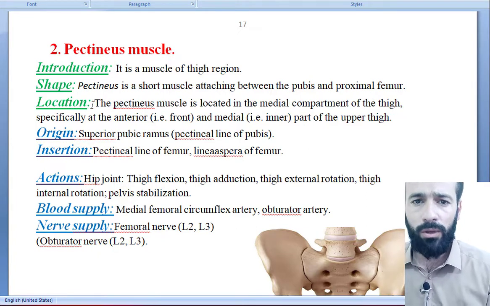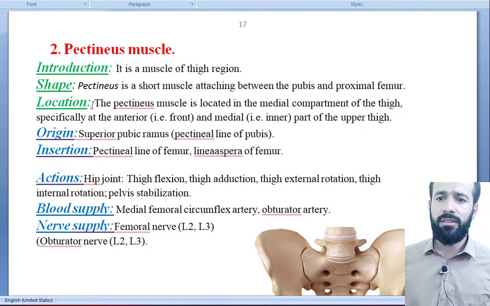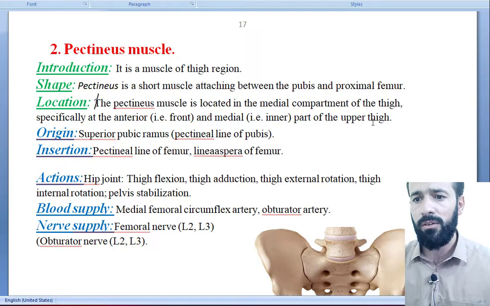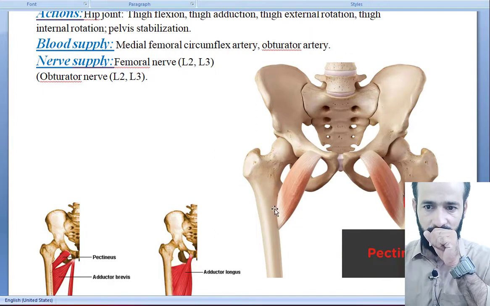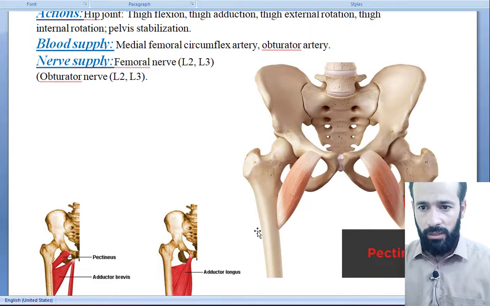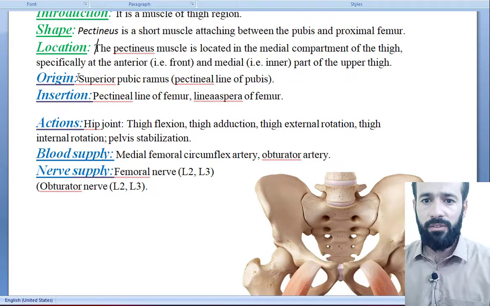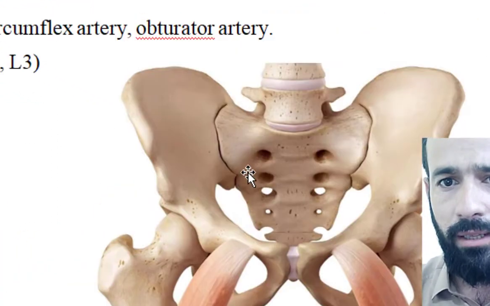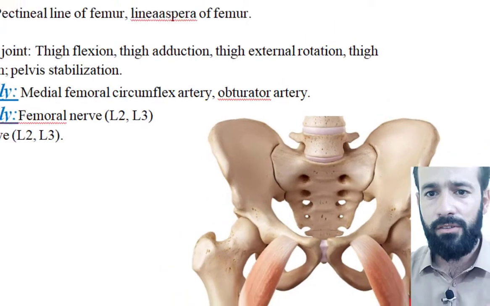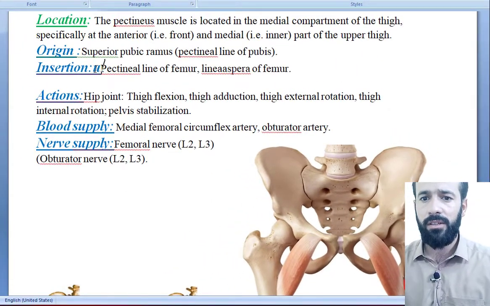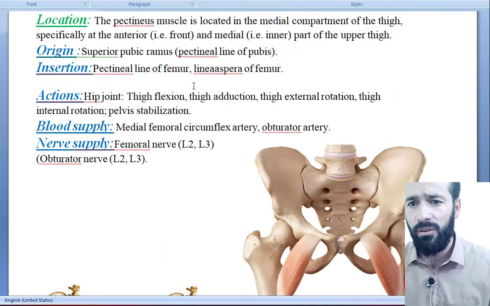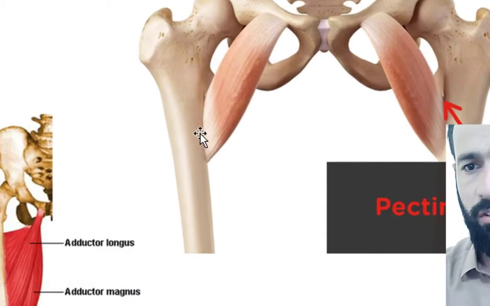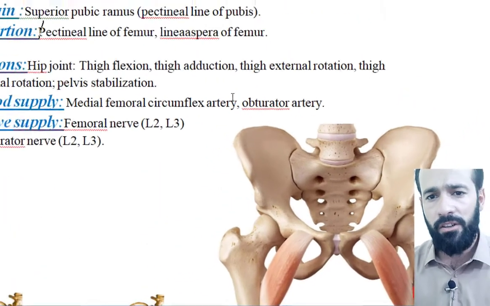Okay, where is it located? The pectineus muscle is located in the medial compartment of the thigh, superficially at the anterior and medial part of the thigh. Anterior medial part of the thigh, this muscle is called the pectineus muscle, right? What is its origin? Superior pubic ramus. It gets its origin from the superior pubic ramus, right? And where does it insert? It is inserted into the pectineal line of the femur, the linea aspera of the femur. Pectineal line is there. We have studied all these important points.